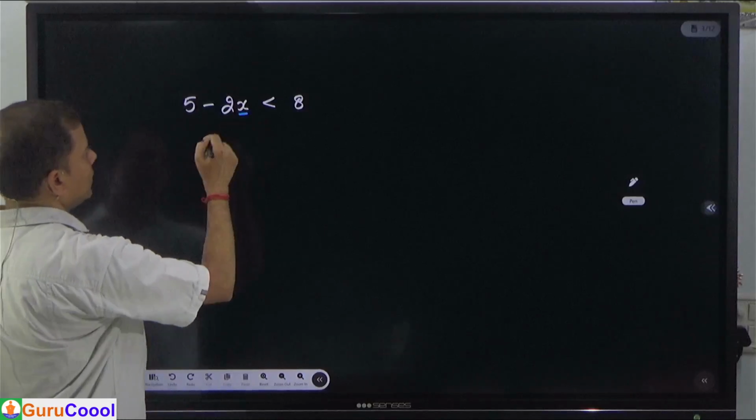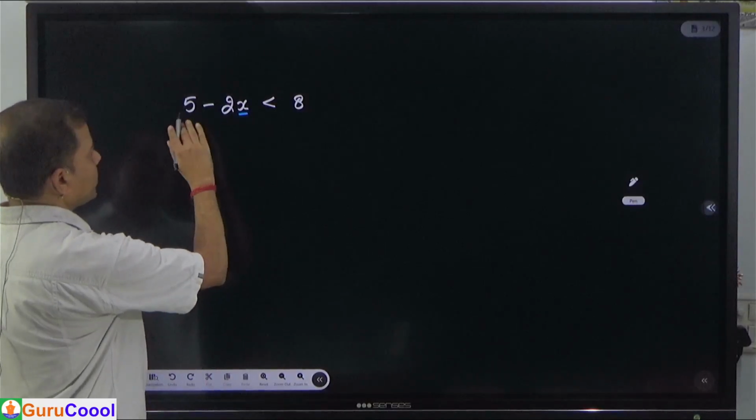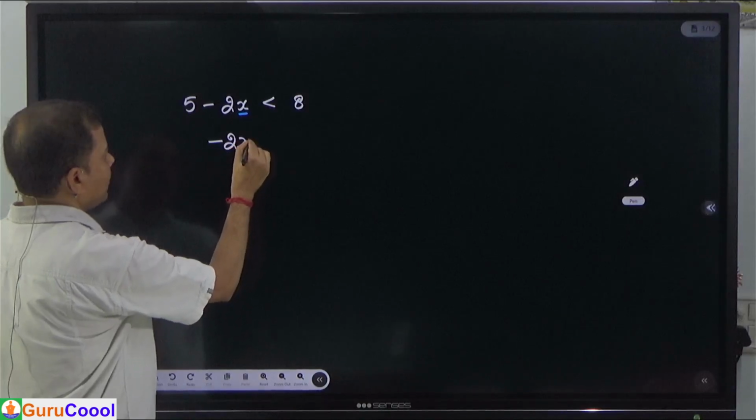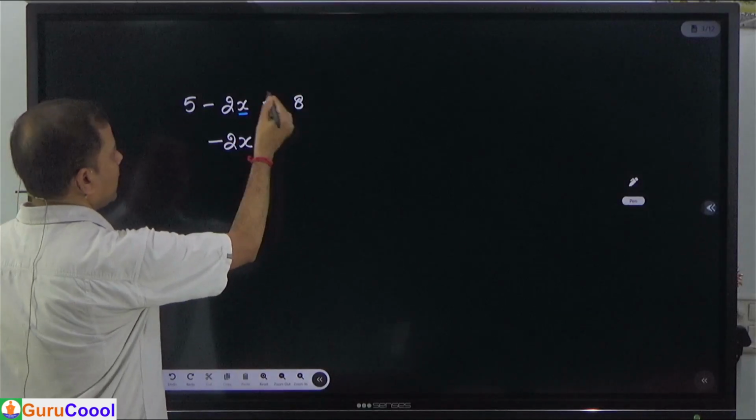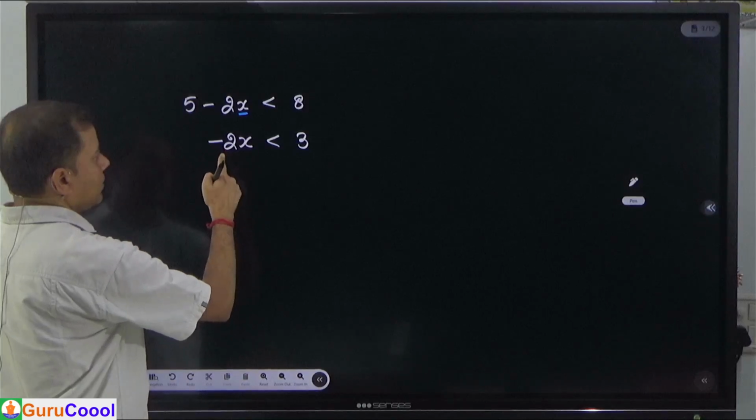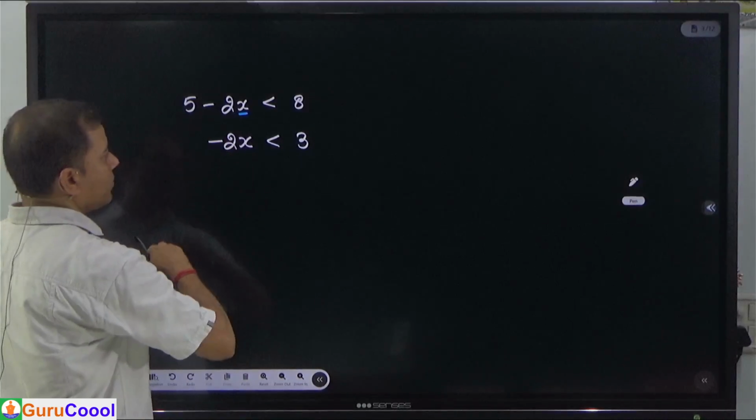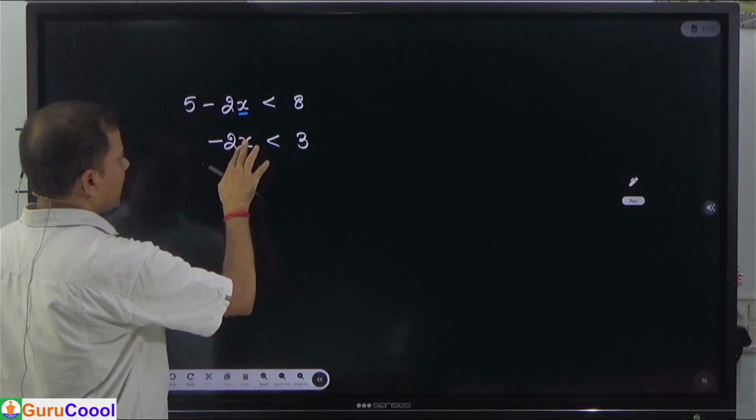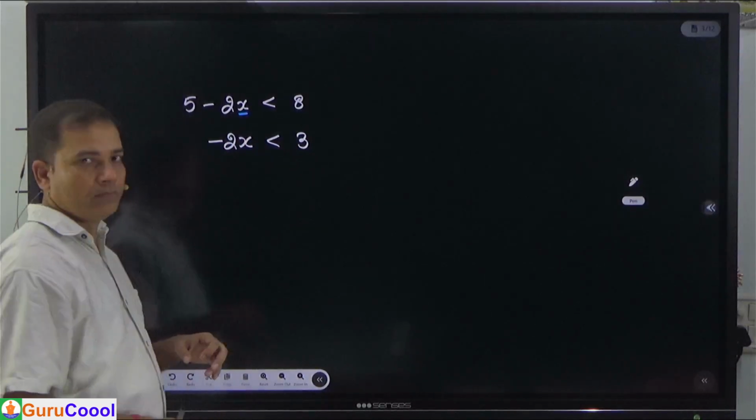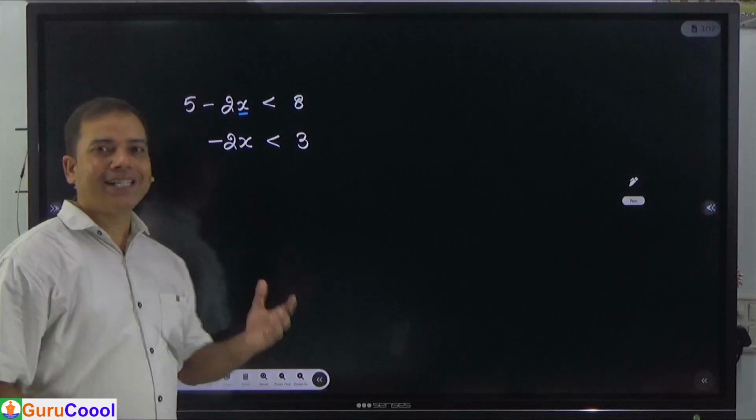We have to keep it alone. So let's subtract 5. If we subtract 5, what we have? We have negative 2x lesser than 8 minus 5, that is 3. And to keep x alone here, we have to divide both sides by negative 2. Means we are going to divide by a negative number.